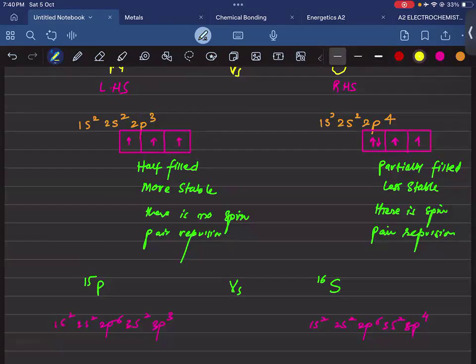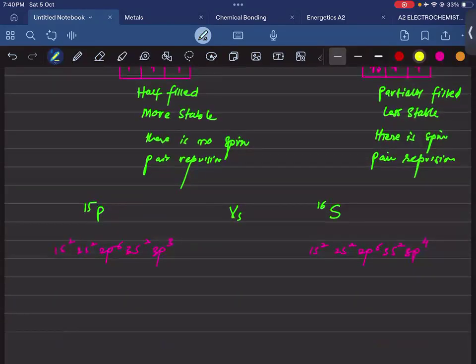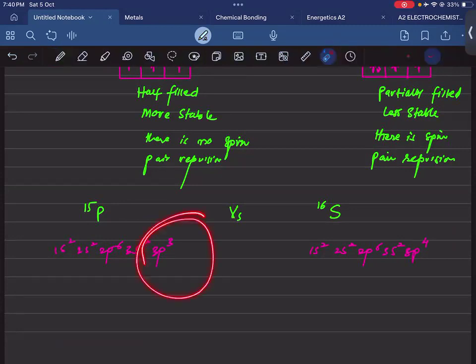So basically 3p3 is more stable as this is half filled. So ultimately there is no spin pair repulsion. So obviously you have to give more energy to remove an electron.